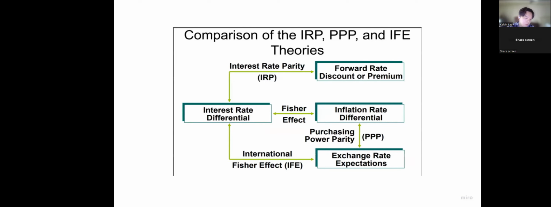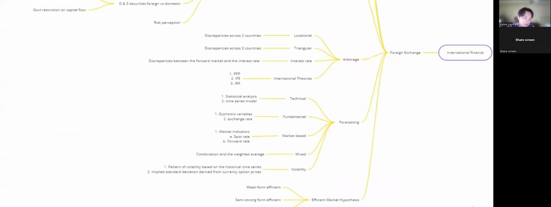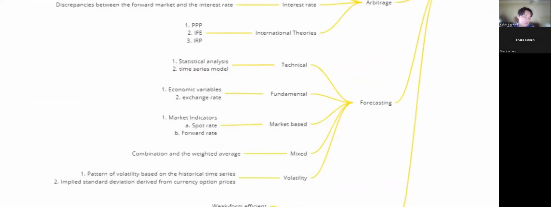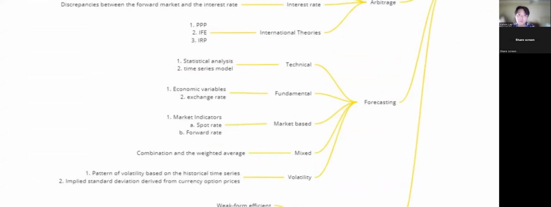Okay, we're going back to the forecasting. We have technical, fundamental, market-based, mixed, and forecasting of volatility. So basically, in technical, I believe we're pretty familiar with all the statistical methods and time series models. While in the fundamental, we're taking a look at the economic variables and the exchange rate. While the market-based is heavily based on the rates, which are the spot rate and forward rate. Mixed is a combination and the weighted average of all of the methods.